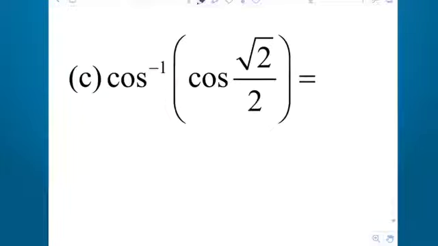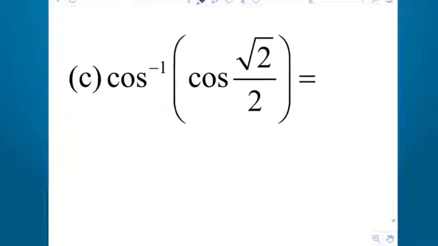It's inverse cosine of cosine. Those are inverses, so there's a possibility that they simply undo each other, and we're just left with what we started with. Is square root of 2 over 2 an angle or a ratio? Good. It's an angle. At this point, it's an angle. How do we know it's an angle?